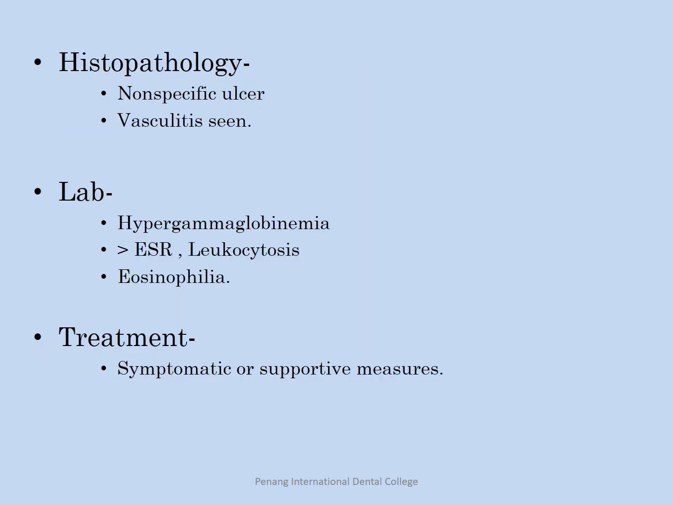Histopathologically, again, oral lesions show a non-specific ulcer. Typically, an additional feature that is seen histopathologically is vasculitis. That means inflammation around the blood vessels. The lab diagnosis shows hypergammaglobulinemia, increased ESR, leukocytosis, and eosinophilia. Treatment here is symptomatic or supportive in measure.